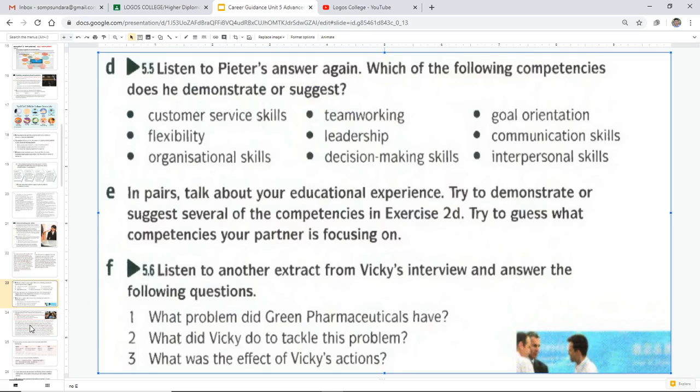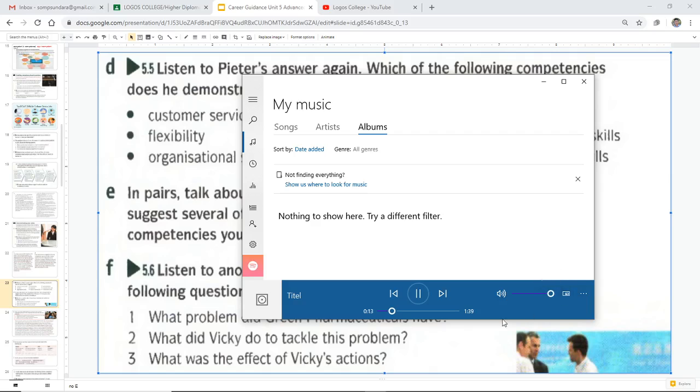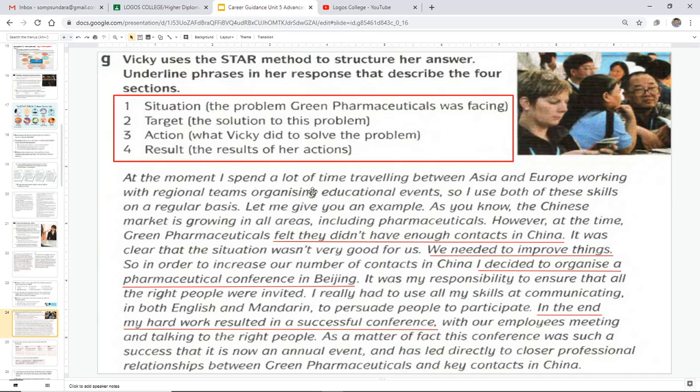As you know, the position here at Clyde & Johnson's requires somebody with strong communication and organizational skills. Could you tell us about a time when you had to use these skills at work? Yes, of course. At the moment, I spend a lot of time traveling between Asia and Europe, working with regional teams, organizing educational events. So I use both of these skills on a regular basis. Let me give you an example.